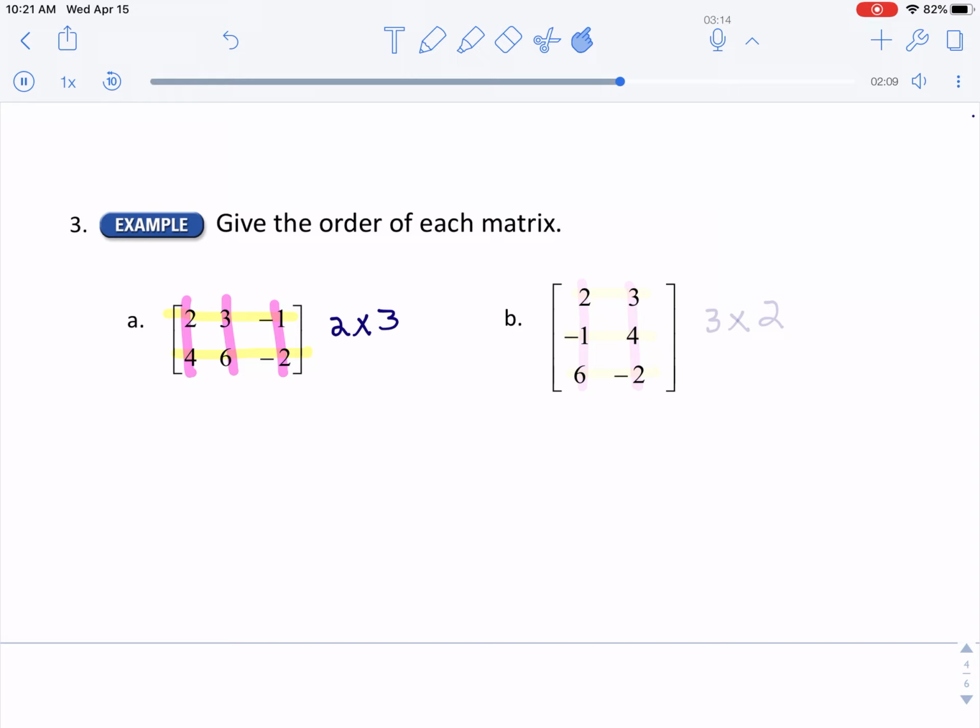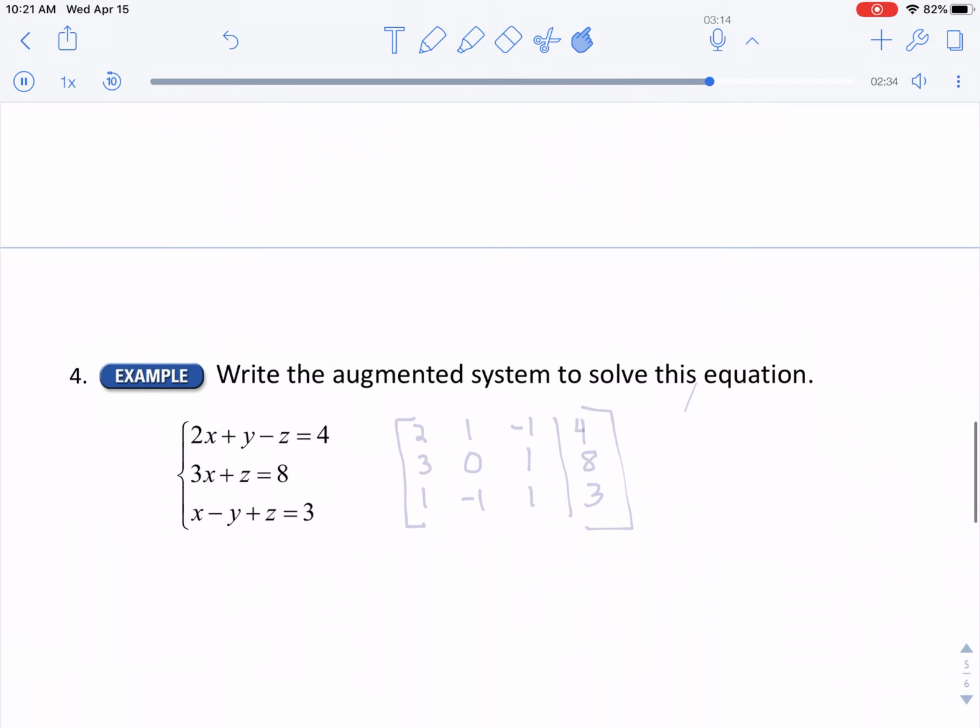Let's go to the second one. Again, we do the horizontal first. There are 1, 2, 3 rows, so the 3 goes first by, and then the columns. And for the columns, there are 2 columns, so this is a 3 by 2 matrix, and that's called the order of the matrix. And problem 4, write the augmented matrix.